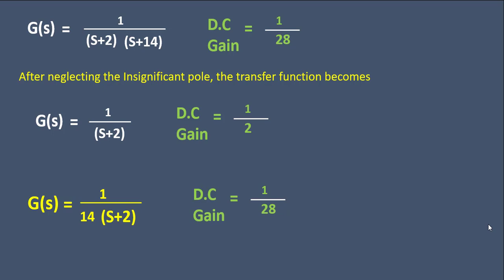Now we have seen this example where there are two poles. In the next example, we will see what happens when we have three poles, then how to use the concept of dominant pole, and then we will discuss some questions asked in GATE and Engineering Services Examination.